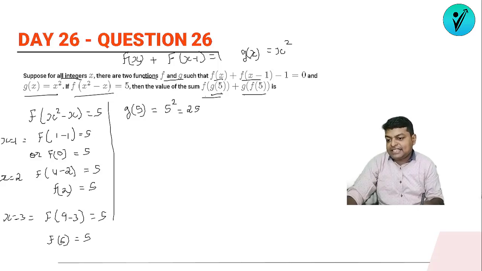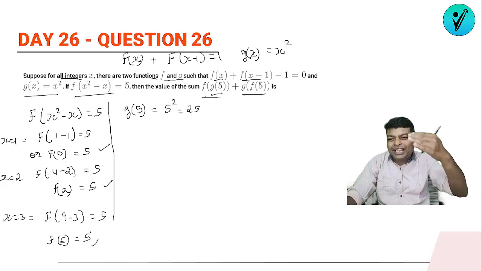So clearly we can see that the value of f of 0 is 5, f of 2 is 5 and f of 6 is 5. Means for all even values, ठीक है, for all even values your function f of x is 5.